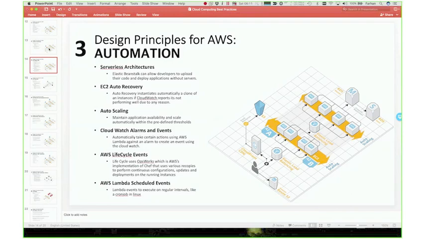So when we talk about automation, the first point is serverless architectures, and we are going to discuss in detail about the serverless architectures when we come to the serverless architecture point, which is no servers anymore.